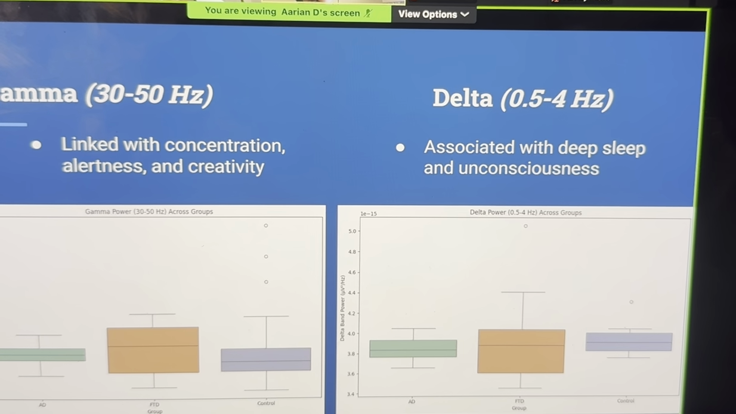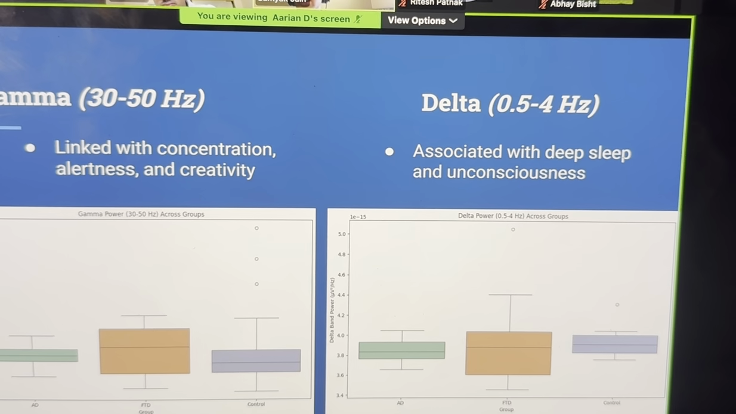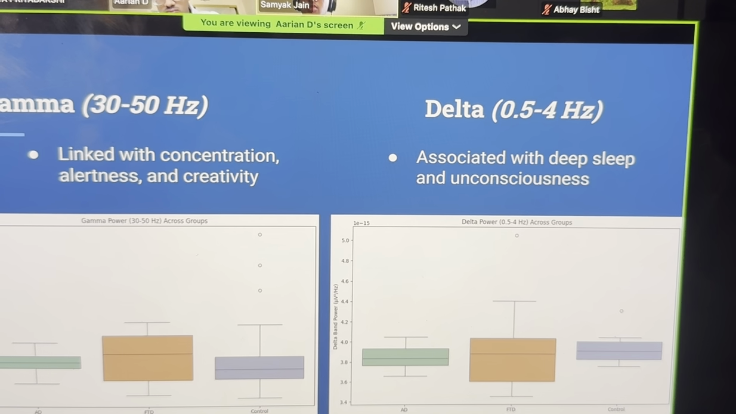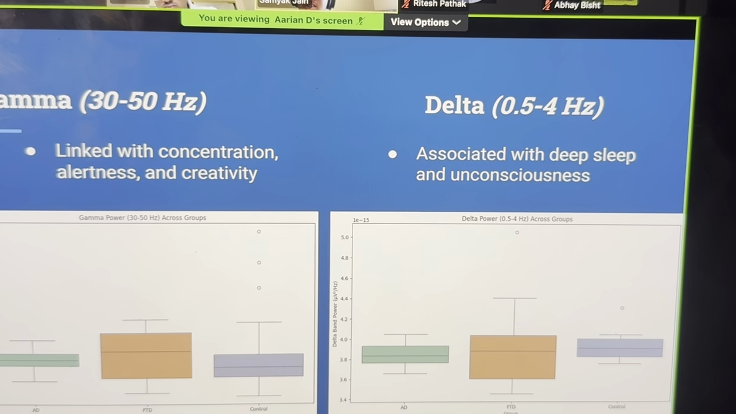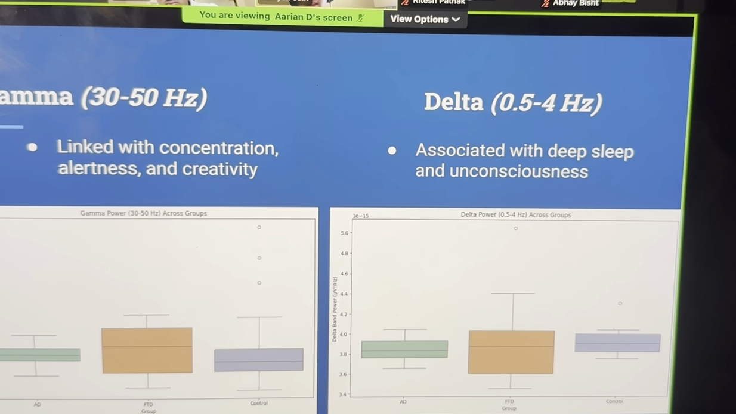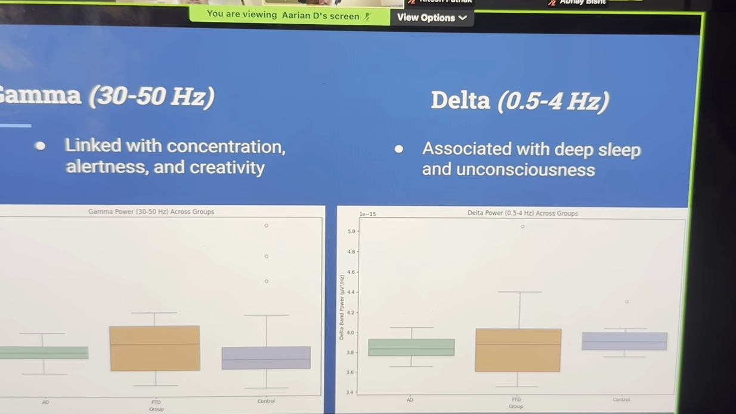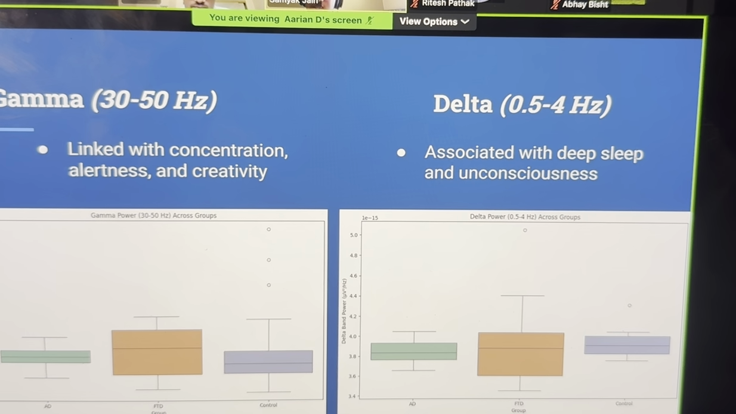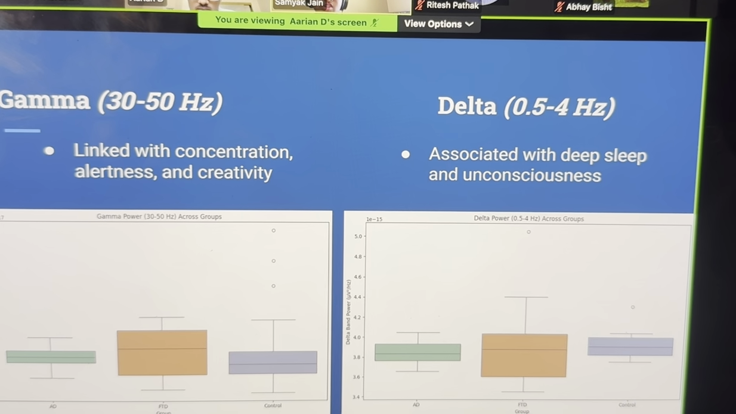And lastly, the last wave power we tested was the delta wave power, which is a frequency of 0.5 to 4 hertz. This is associated with deep sleep and unconsciousness. And this one also, the median is similar. It's just that there's more variability in the frontotemporal patients.